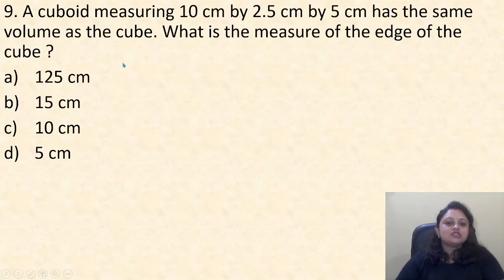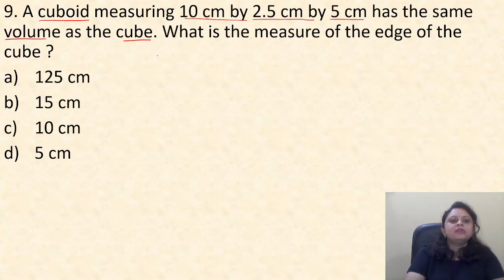A cuboid measuring 10 centimeter by 2.5 centimeter by 5 centimeter has the same volume as the cube. What is the measure of the edge of the cube? Option A, 125 centimeter, B, 15 centimeter, C, 10 centimeter, D, 5 centimeter. So in the question it is given a cuboid measuring 10 centimeter by 2.5 centimeter by 5 centimeter has the same volume as the cube. So we have to find the measure of the edge of the cube, right?